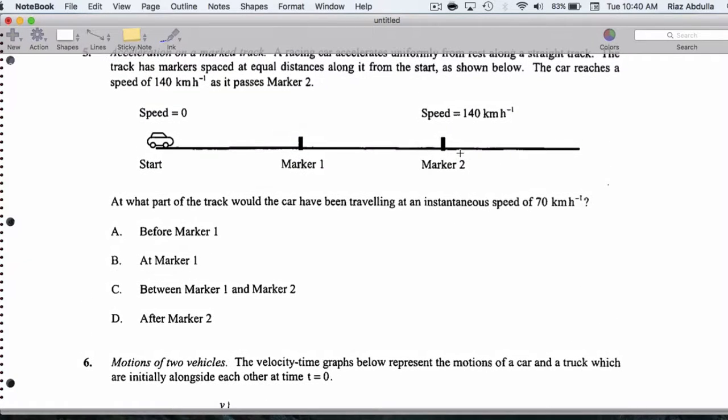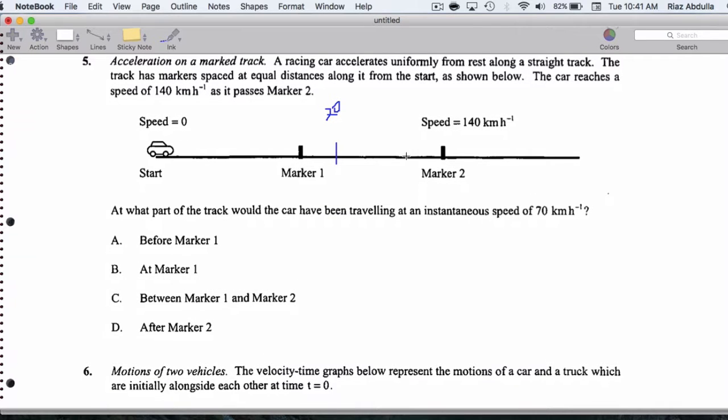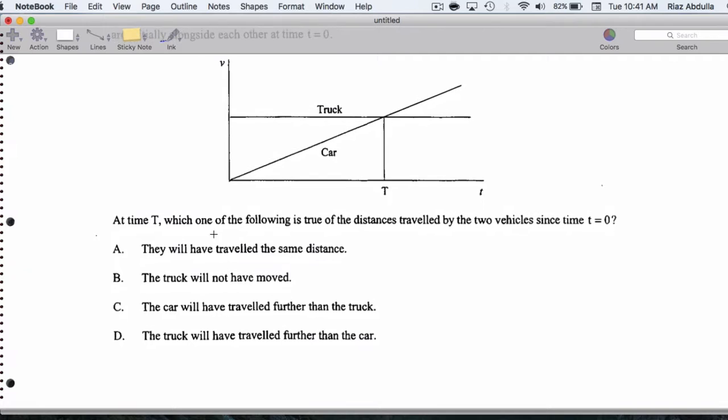Continuing with our questions. We have this car, and it starts from rest, and as it passes this marker, it's at 140 miles an hour. So when are we going to acquire a speed of 70? Let's be clear. Since we have uniform acceleration, it's going to take more time to speed up to 70 than to go from 70 to 140.